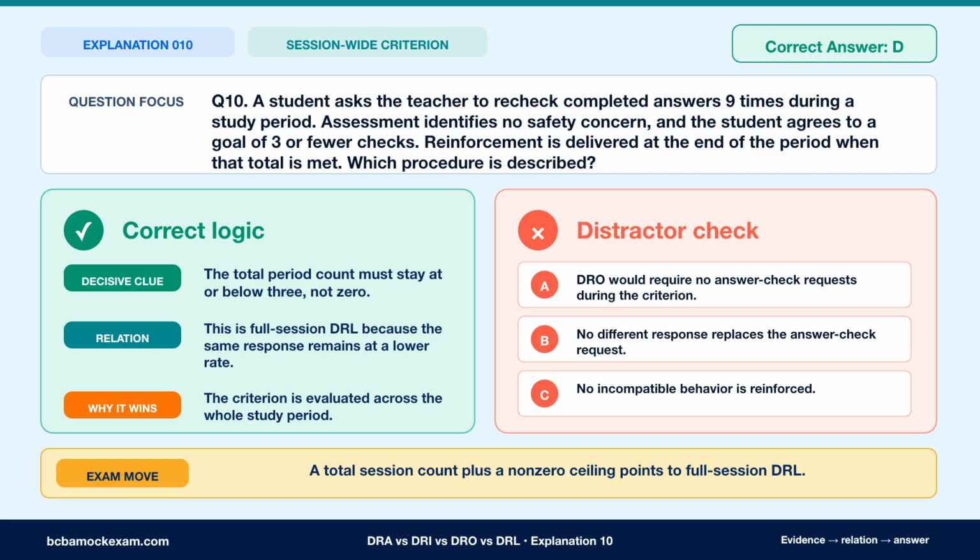A. DRO would require no answer check request during the criterion. B. No different response replaces the answer check request. C. No incompatible behavior is reinforced. A total session count plus a non-zero ceiling points to full session DRL.